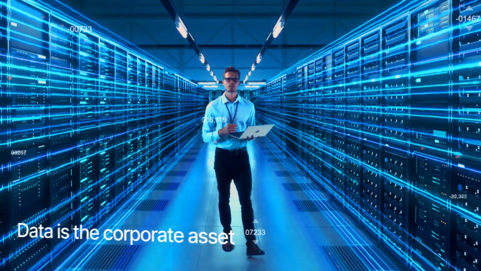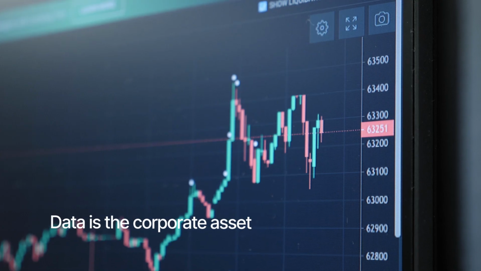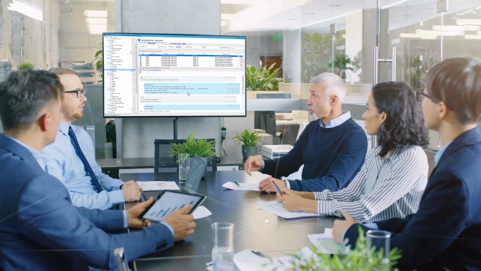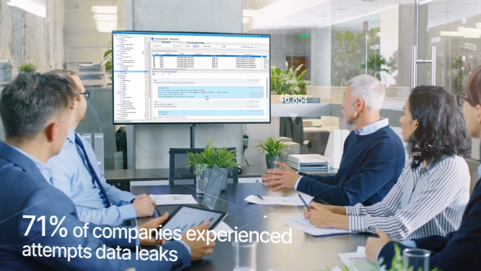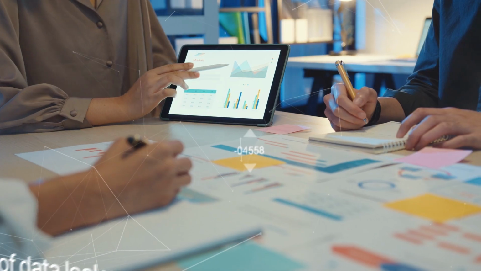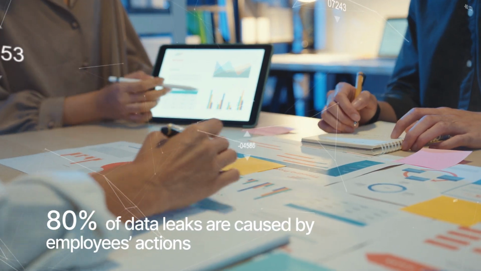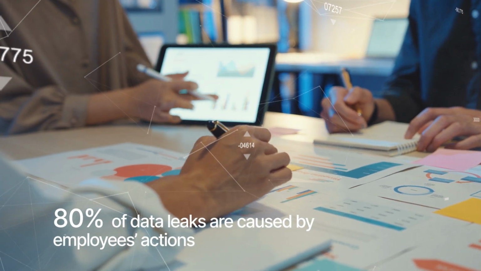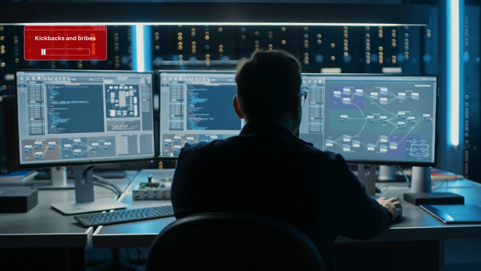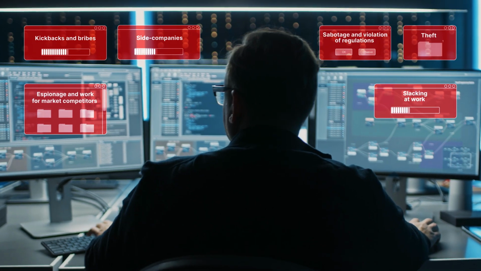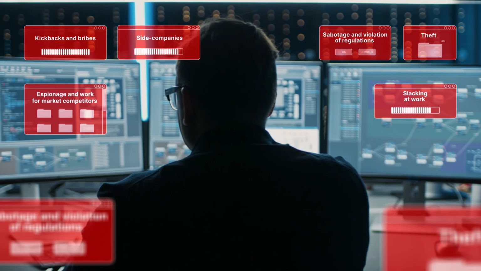Data today is the same asset as office equipment and checking accounts. More than 70% of companies experienced attempts of data leakage. Up to 80% of all data leaks are caused by employees' actions. Companies also experience other incidents which lead to reputational and financial losses.